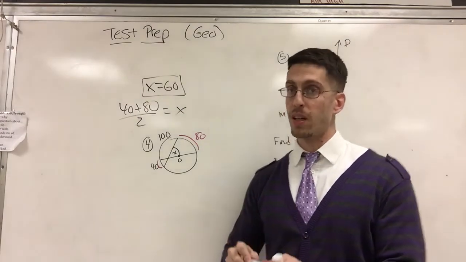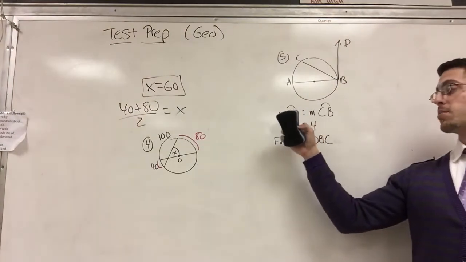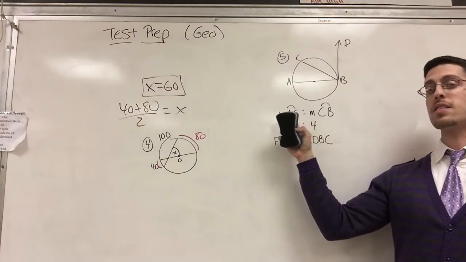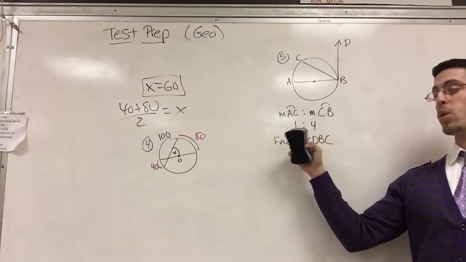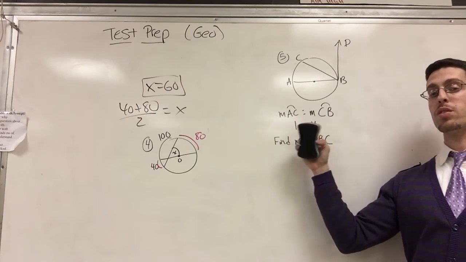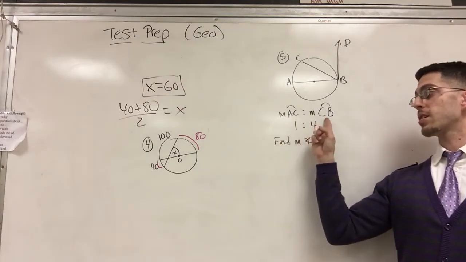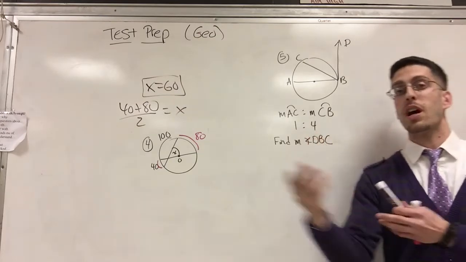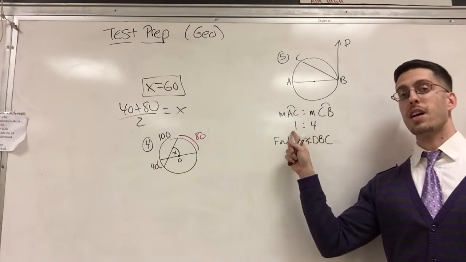Last one, stay with me. It's going to be worth it. This says that the ratio of the measure of A to C to the measure of C to B is 1-to-4, okay? That means for every 1 degree in AC, CB has 4 degrees. For every $1 I give you, I give Billy $4. All right? That means this is 4 times the size of this.